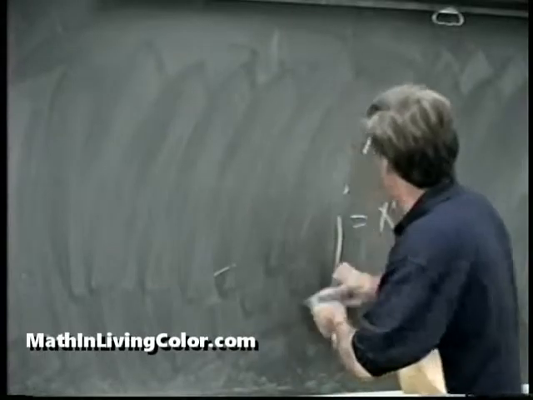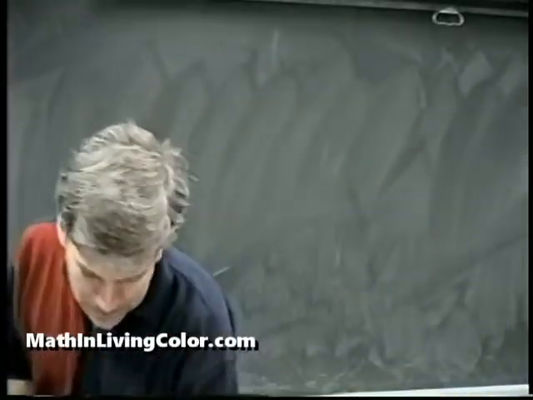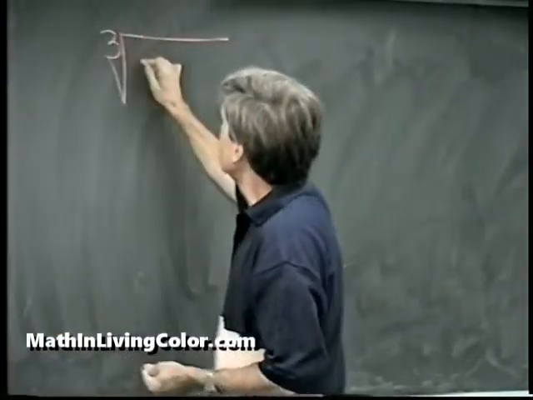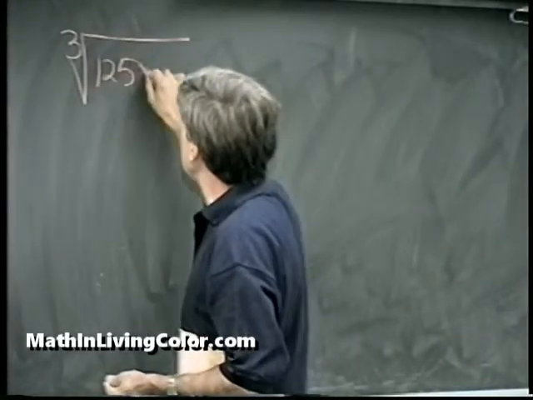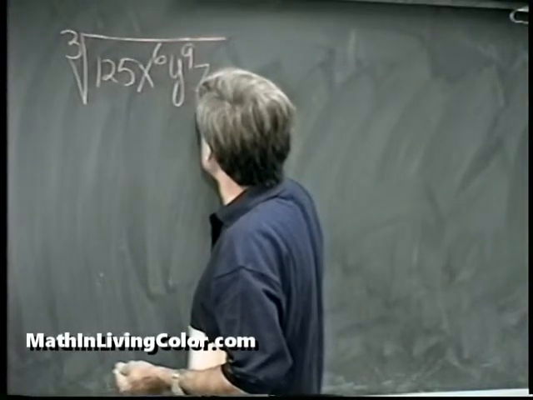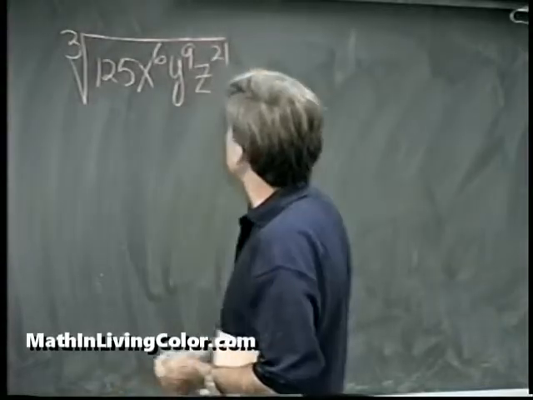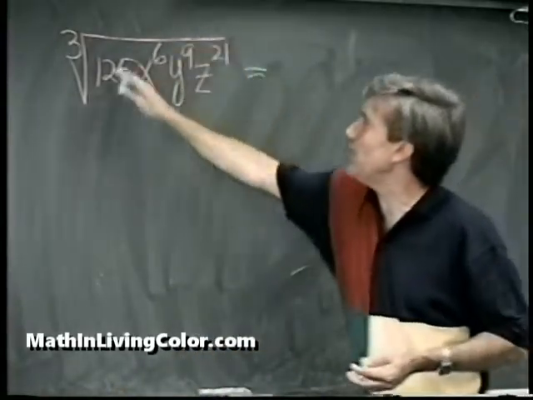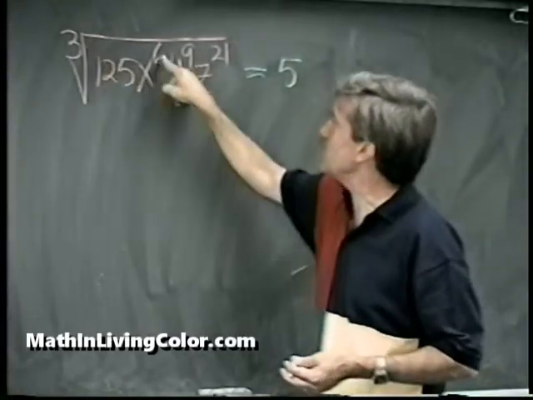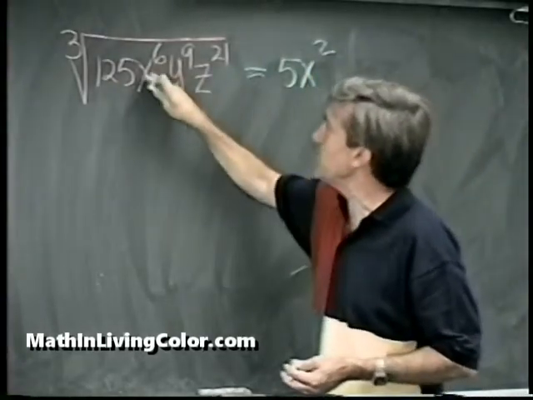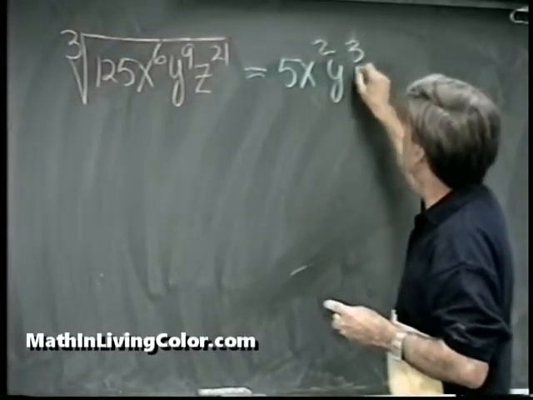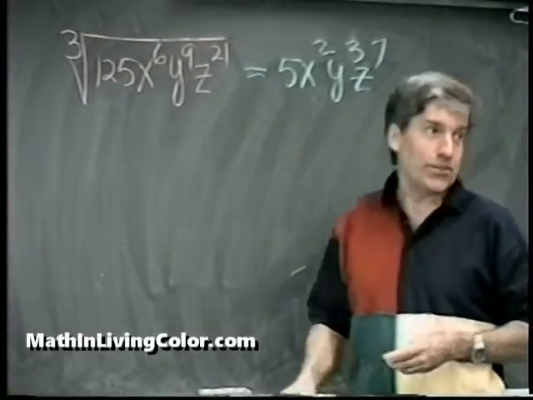Let me see if I can give you a problem or two, or maybe I'll make up one. I don't see a problem I like there, so let me make up a problem. This is going to be a perfect cube. What if I ask for 125 x to the 6th, y to the 9th, z to the 21st? What's the cube root of all of this? First of all, what's the cube root of 125? 5. What's the cube root of x to the 6th? X squared. In other words, if you're dealing with exponents, you divide the exponents. And then y to the 3rd, z to the 7th. Any questions on that?